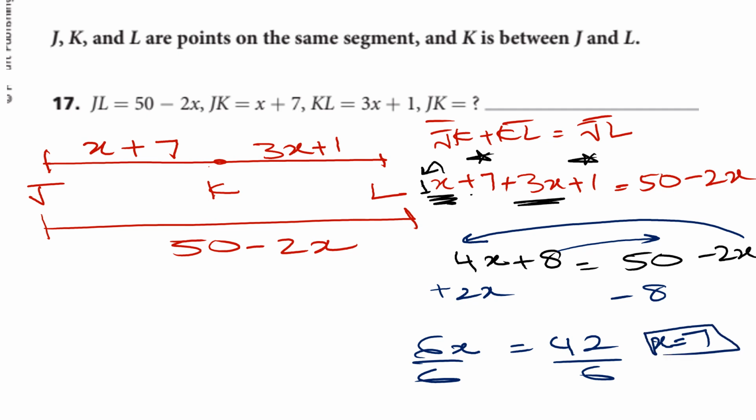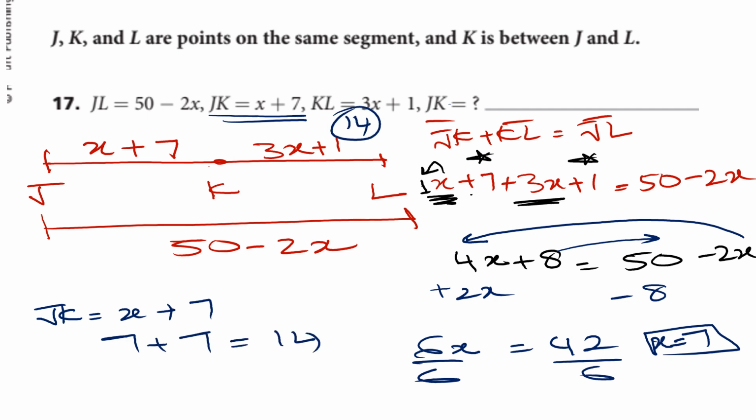Now they are asking you to find out JK. So what is JK? JK is x plus 7. X is 7 and 7 plus 7 is 14. So here JK is 14. And similarly, in the same way, you can find out KL and JL.